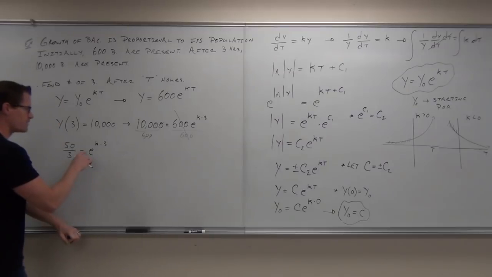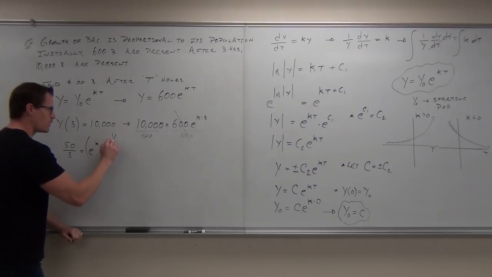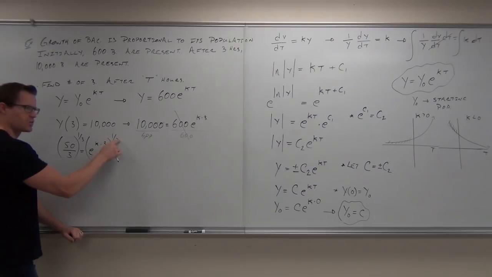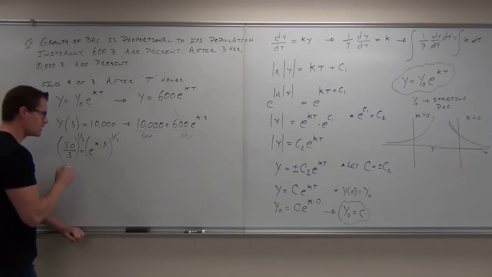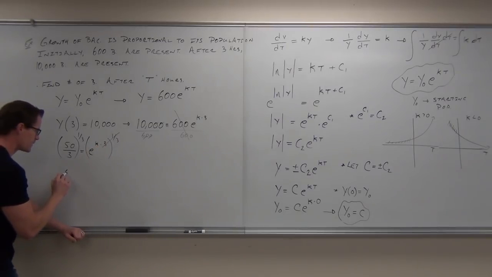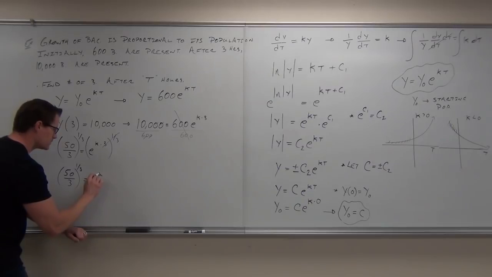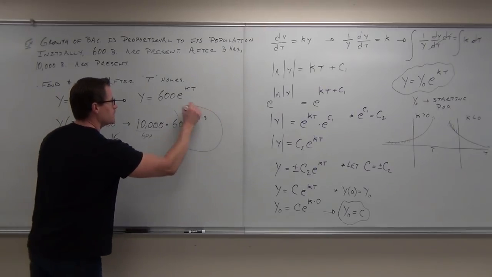What that means is that if I have e to the k times 3, what if I take that to a 1/3 power on both sides? Is this 1/3 going to get rid of this 3? We have exponents raised to exponents, we multiply, yes? Yes, this is gone. So what this says is 50 over 3 to the 1/3 power is equal to e to the k. Now that is a good substitution. This is what we can put in right here.